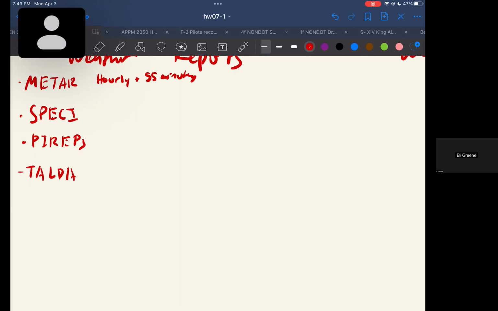Okay, so METARs are represented in this way. Essentially, it'll say METAR, so you know that it's a METAR. METAR stands for meteorological report, by the way, something along those lines. It'll tell you where it is. So in this place, it's KDEN, which is Denver International Airport. It'll tell you when it was put out, and it does this in Zulu time.